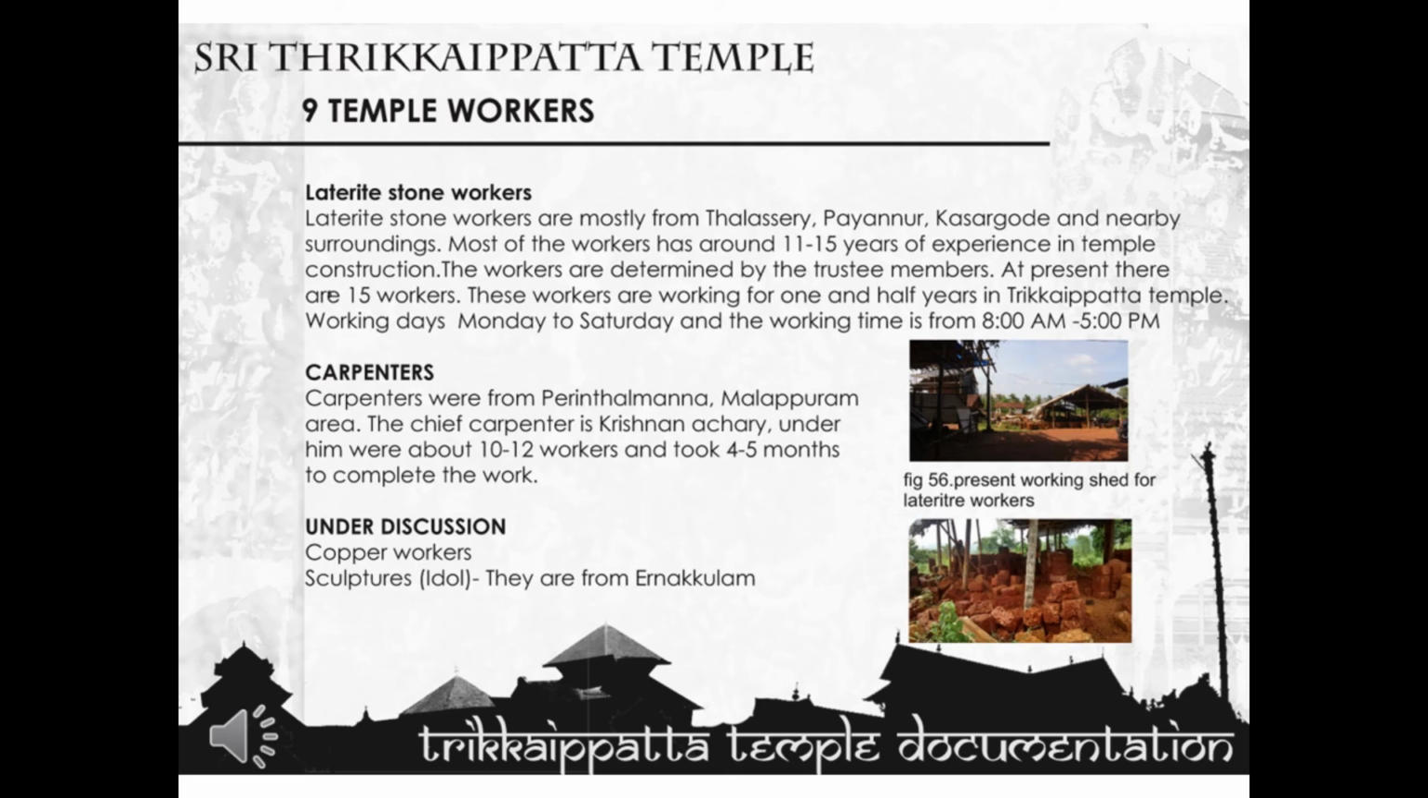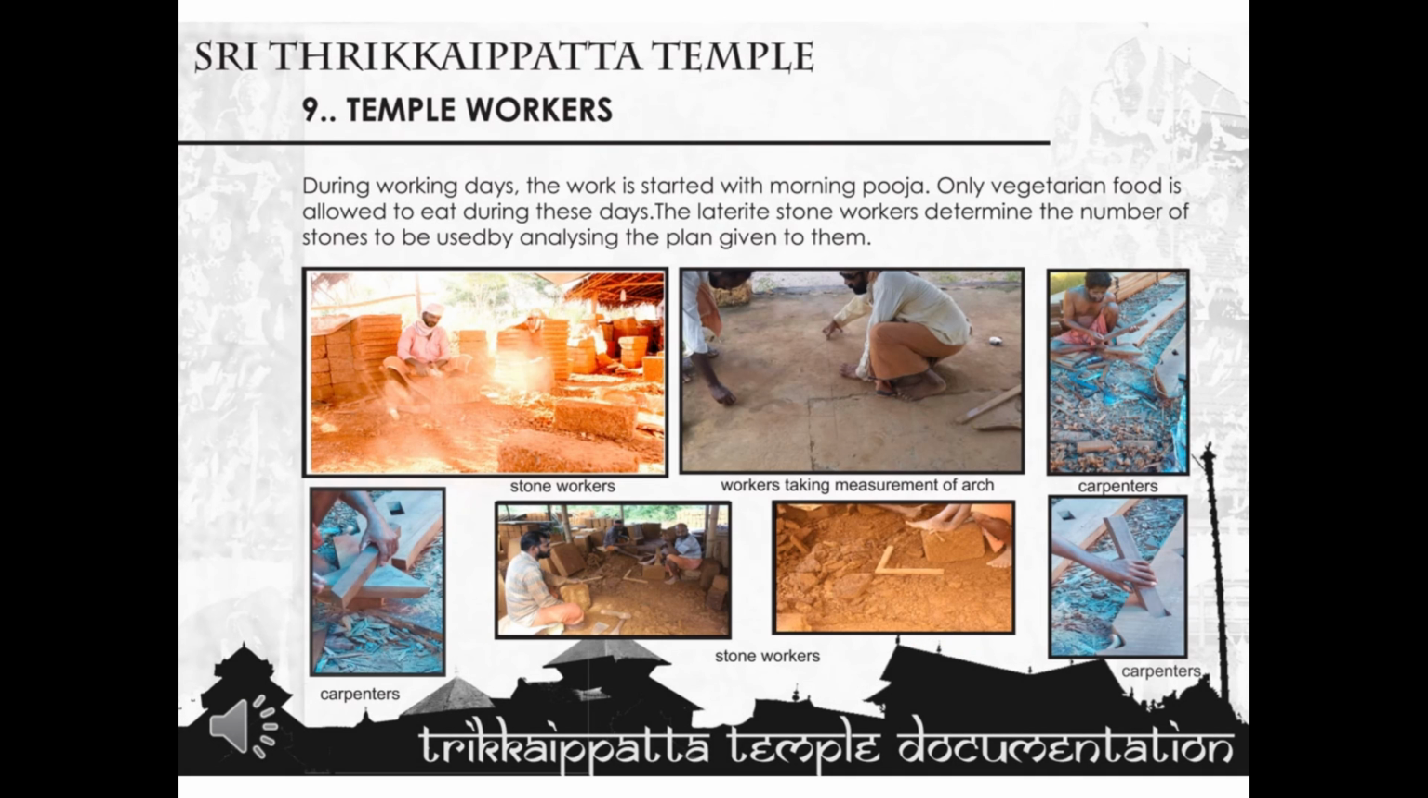Then carpenters. Carpenters were from Perindalmanna, Malappuram area. The chief carpenter is Krishna Ajari. Under him were about 10 to 12 workers, and they took 4 to 5 months to complete the work. Under discussion, copper works and sculpture, that is idol, are from Ernakulam. During working days, the work is started with morning puja. Only vegetarian food is allowed to eat during these days.